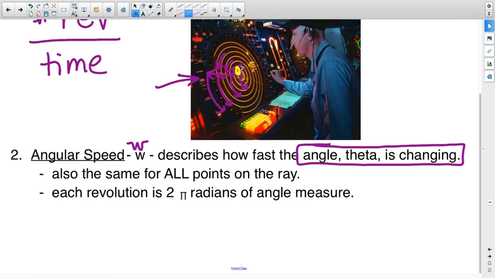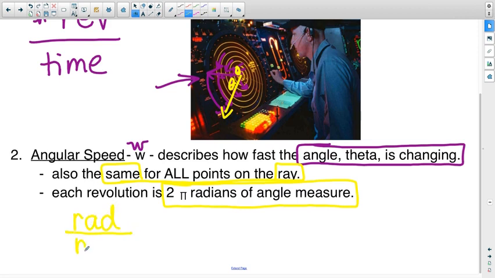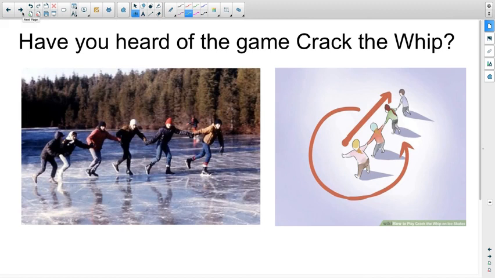Since I'm looking at the central angle and how it's changing, all the points along the ray still have the same angular speed, okay? And now if we know the revolutions per minute, we're going to tie it into angular speed because of the fact that every revolution, we already know this, we cover 2 pi radians in terms of an angle measure. So we're going to use that fact to help us talk about our angular speed in radians per minute, or radians per some amount of time. So we are going to have a unit of radians per minute typically, although it could be any kind of time.